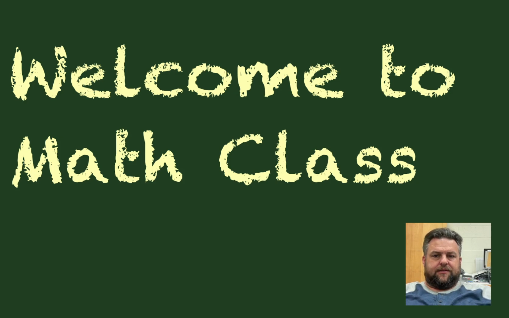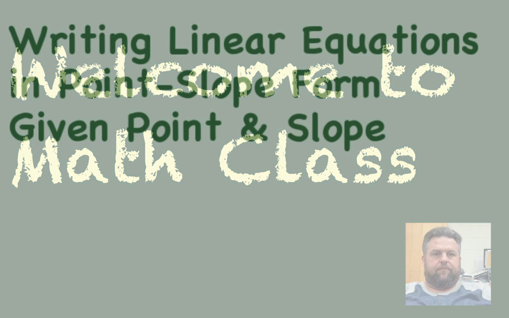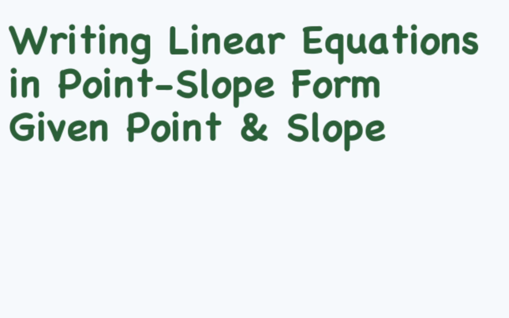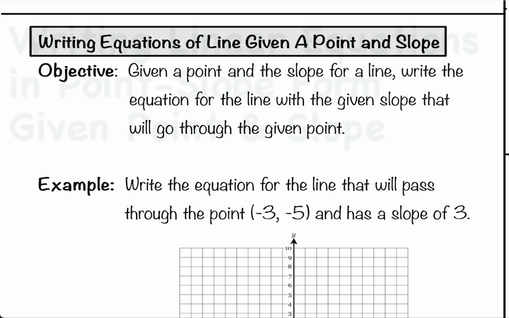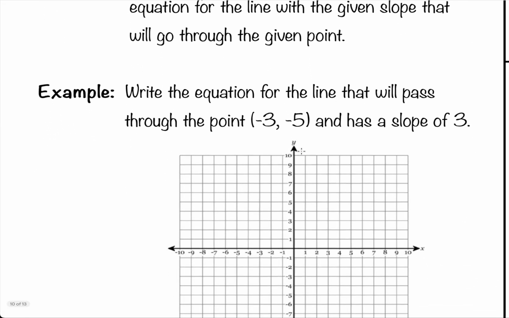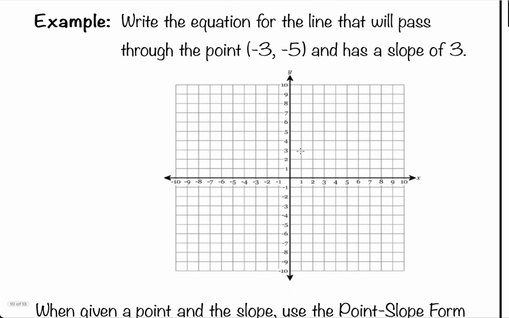Welcome to math class, where today we are writing linear equations in point-slope form given a point and slope. So our objective is, given a point and the slope for a line, write the equation for the line with the given slope that will go through the given point. For example, our job is to write the equation for a line that will pass through the point (-3, -5), and it has a slope of 3.